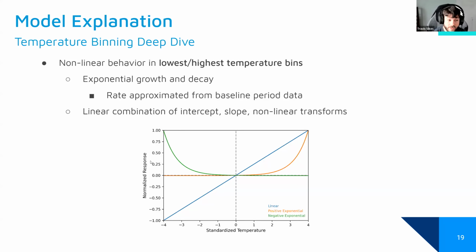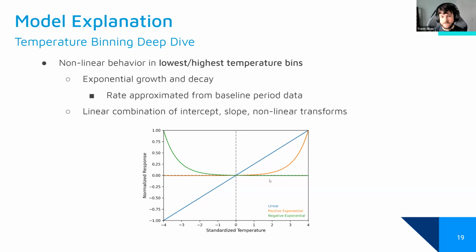This basically describes all of that. So here, this plot that I'm showing is a normalized response on the Y and standardized temperature on X. And the whole point of this is basically just to show that all of the different circumstances that I described can be accommodated with this system.